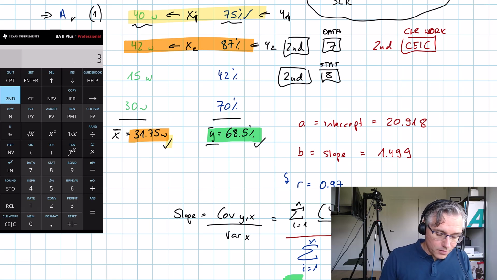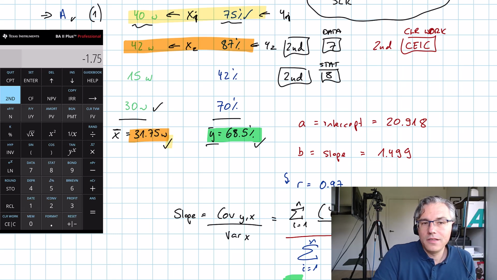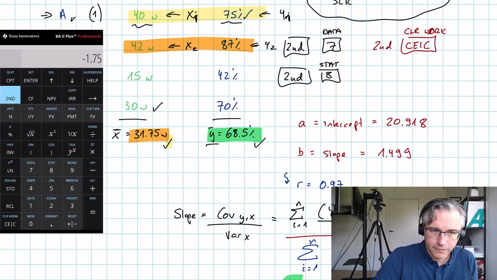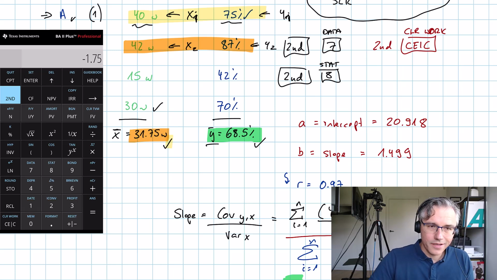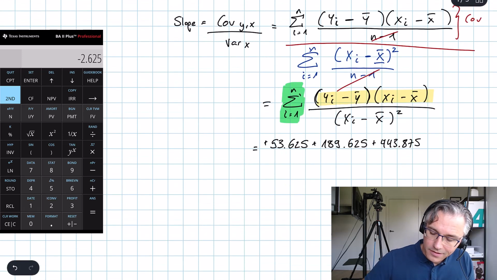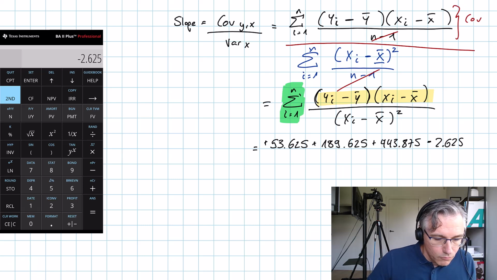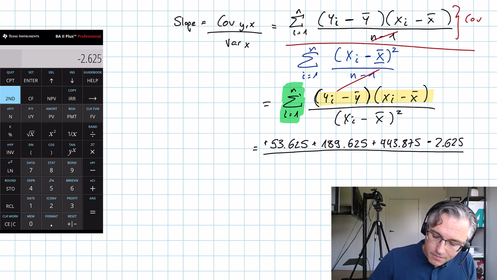30 weeks minus 31.75 equals negative 1.75. So the time spent studying here was below the mean across the four candidates. However, the score was above the mean, above average. So I'm going to get a negative product of these. 70 minus 68.5, close the parentheses, and I get just 2.625. Now this will have to be divided by xi minus x bar squared.